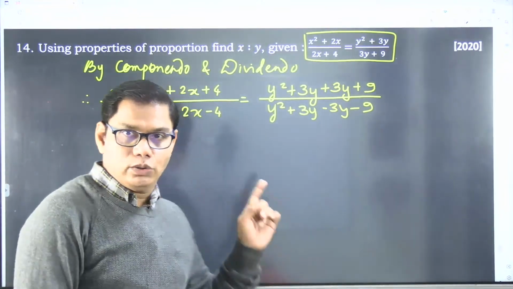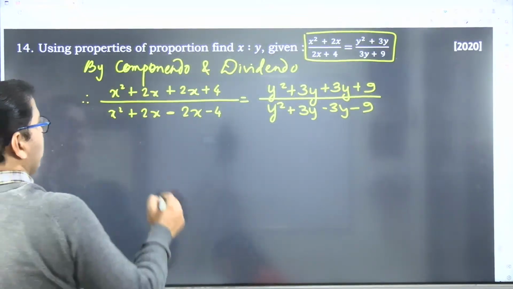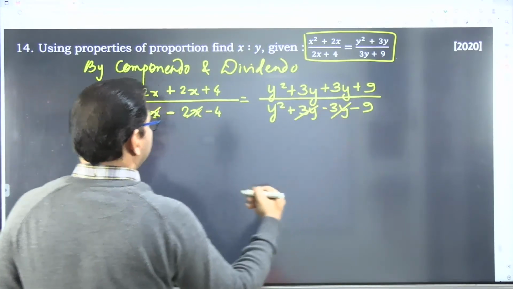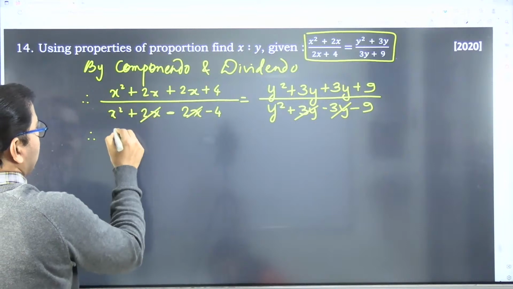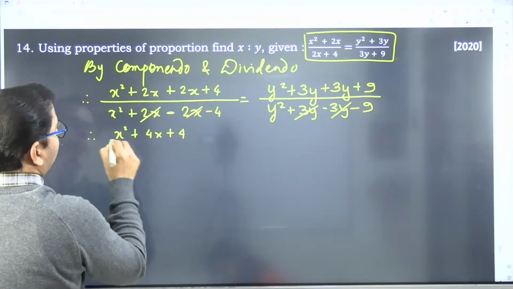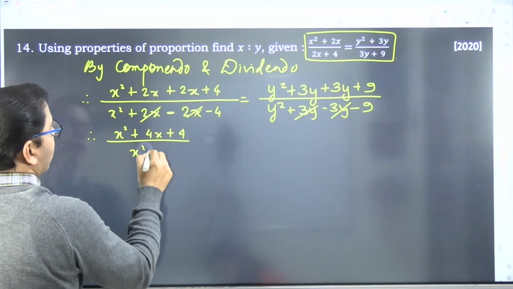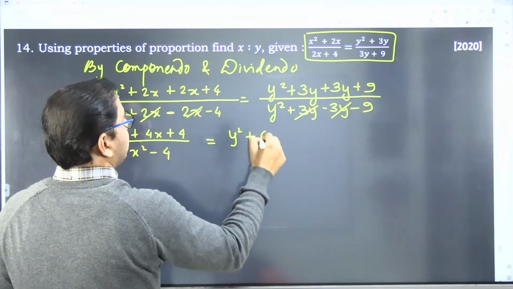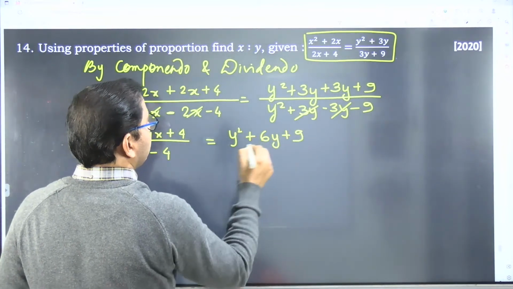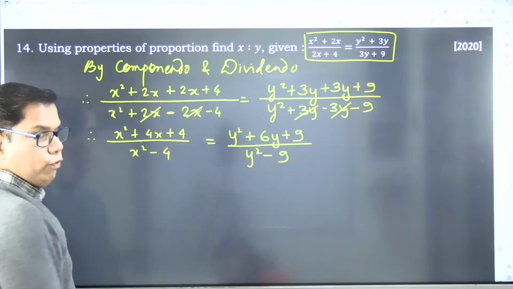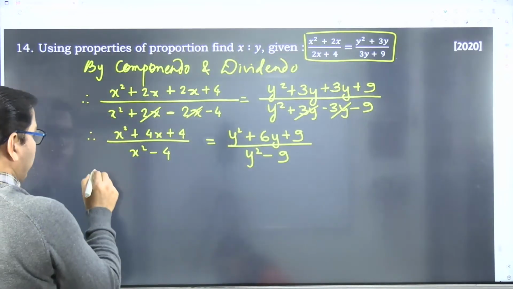I hope you have understood this. I have used a shortcut, right? And plus 2x minus 2x cancel, plus 3y minus 3y. This is x square plus 4x plus 4 upon x square minus 4. This is y square, 3 plus 3 is 6y plus 9 upon y square minus 9. 4 and 9 are both perfect squares, right?